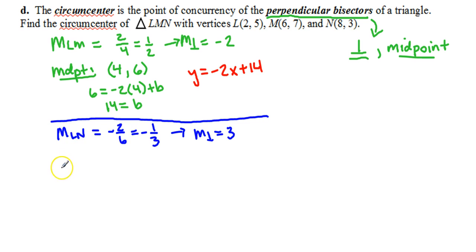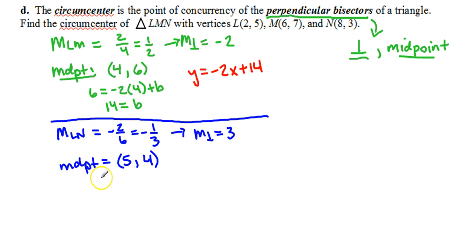So there's my slope. I now need the midpoint of LN. Midpoint of LN, average of the x's, and the average of the y's. Here's L, average of 2 and 8 is going to be 5. And then the average of 5 and 3 is going to be 4. So it's going to pass through 5, 4 with a slope of 3.